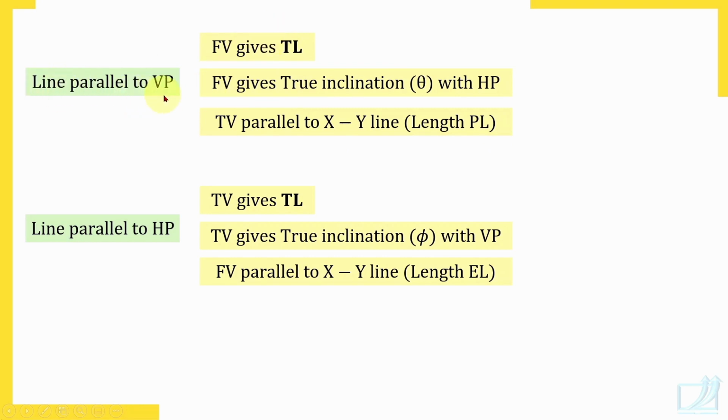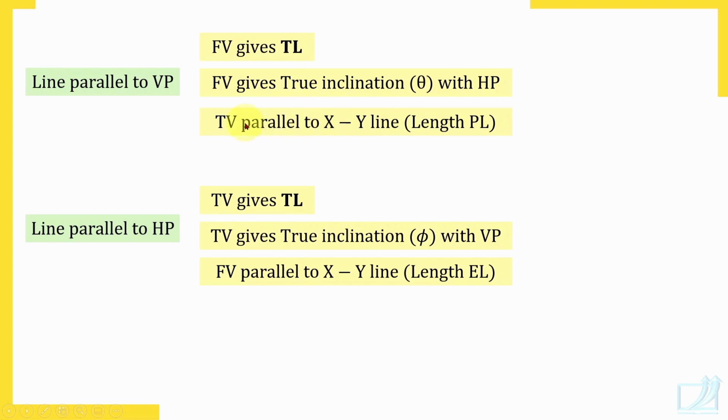Line is parallel to VP, it means front view is showing true length, front view is giving true angle with HP, and top view is parallel to XY line. If I tell you that front view of a line is showing true length, then immediately you should understand that front view is showing true inclination with HP. And not only that, line is parallel to VP and top view is parallel to XY line.